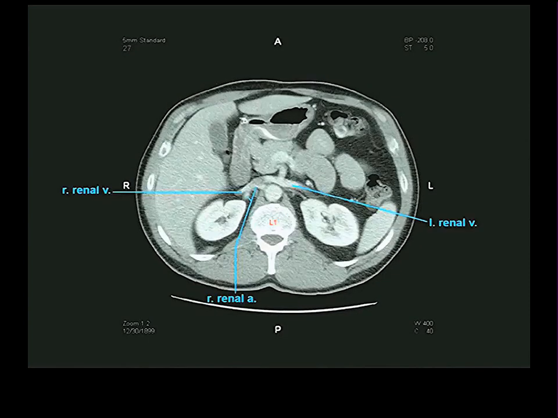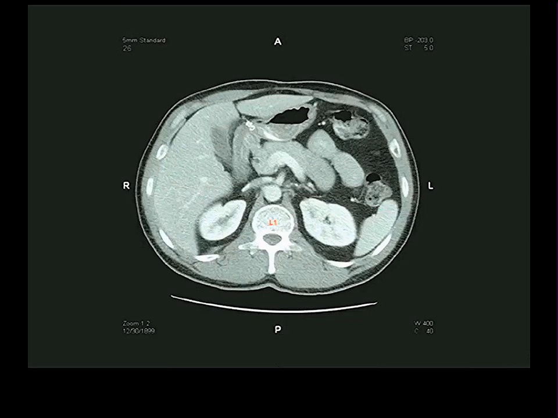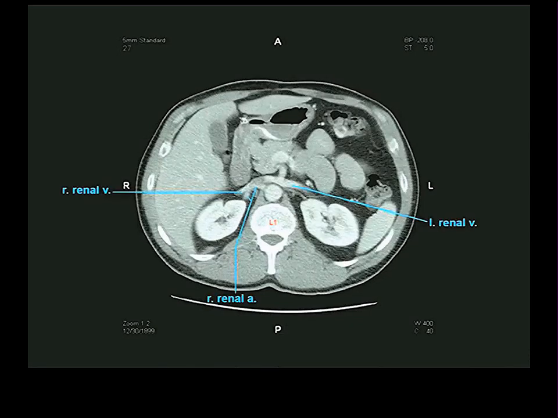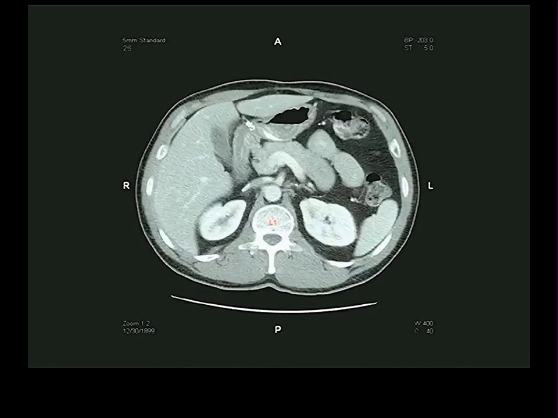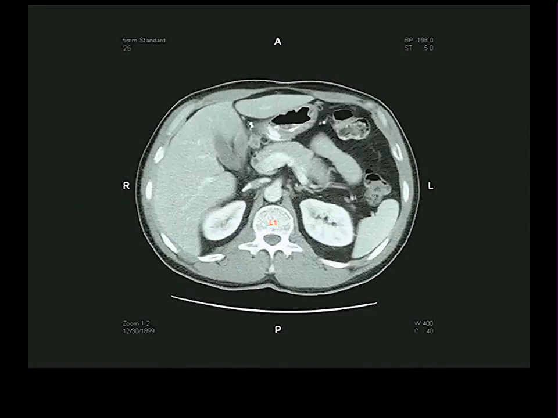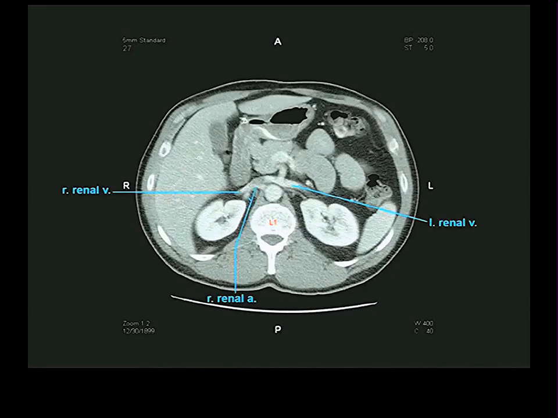It's being joined by two big vessels. The two big vessels which join the inferior vena cava from the side are the renal veins. And interestingly, because this is what God intended, the left renal vein passes just inferior to the origin of the superior mesenteric artery. So here was our superior mesenteric artery, right there, remember? And we go one level lower and we see the left renal vein crossing the aorta just inferior to the origin of the superior mesenteric artery.